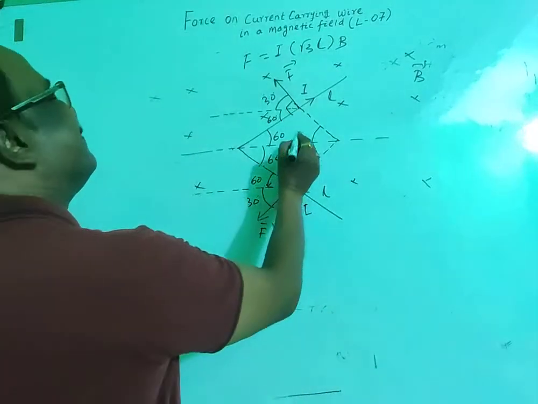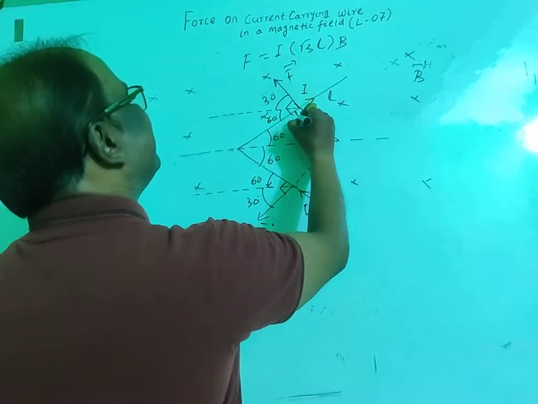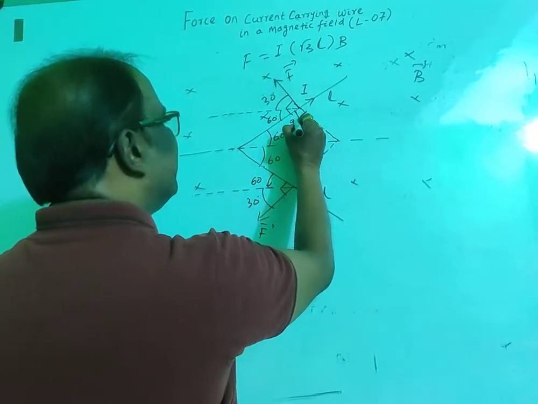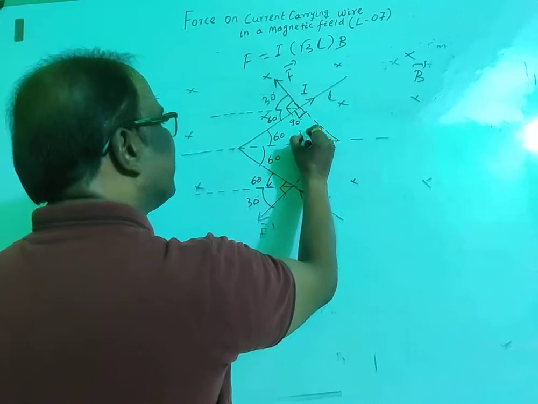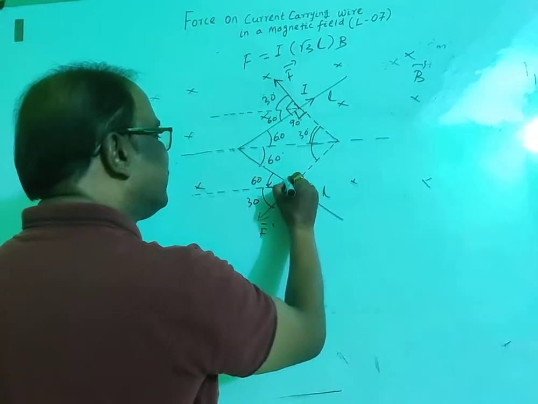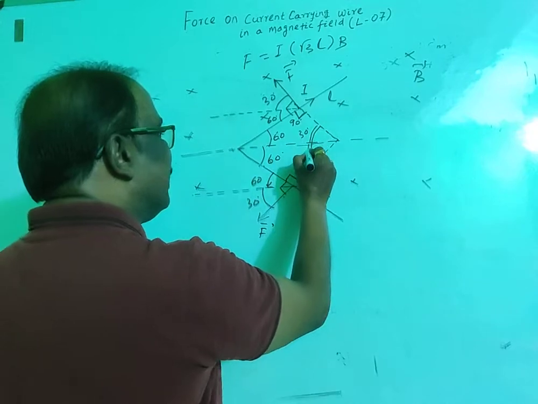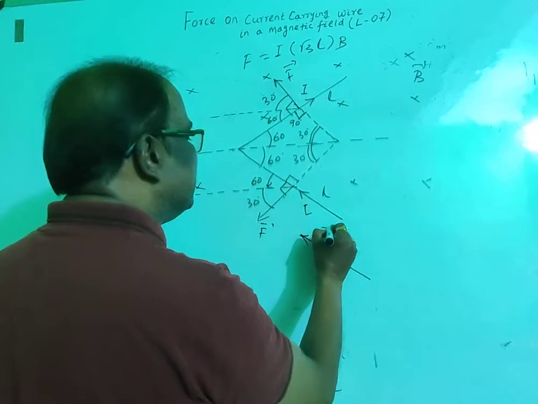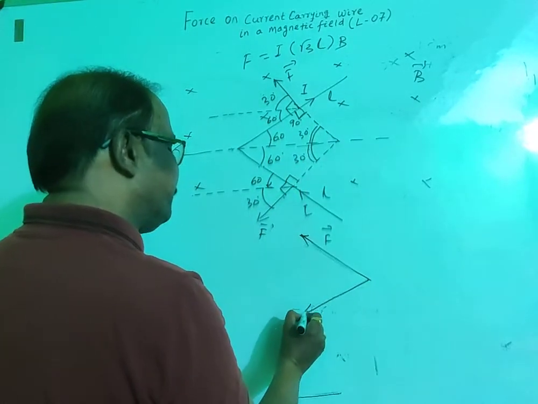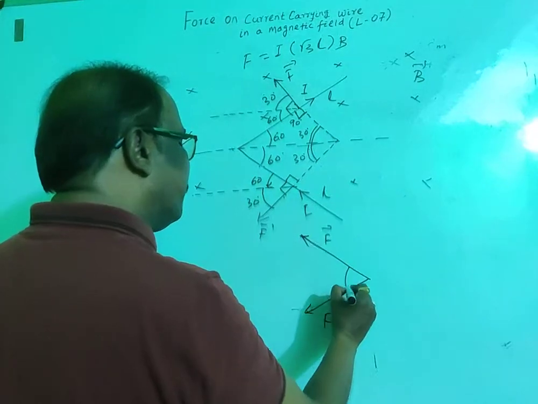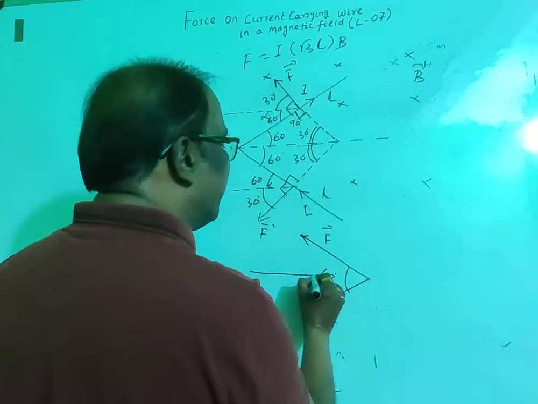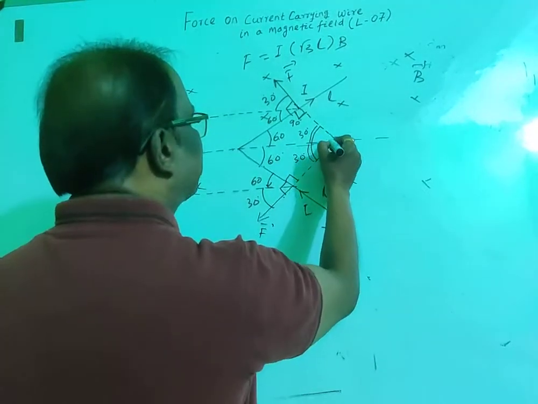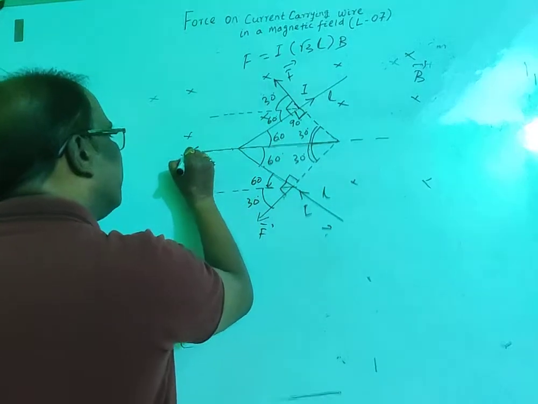Okay. Again, this angle is 90. Force is perpendicular to length. For this triangle, this is 60, this is 90. So this angle is 30 degrees. For this triangle, this is also 90, this is 60. So this angle is also 30 degrees. Thus bring the forces outside. This is the force. This is the force. And the total angle between the forces is 60 degrees. And this is the direction of the resultant force.